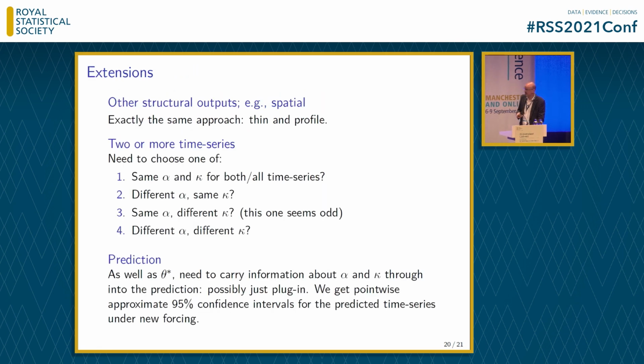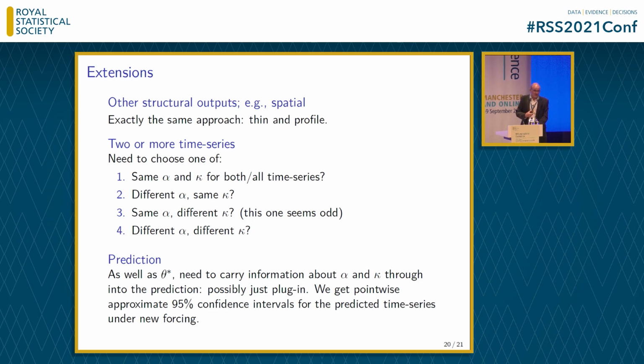So I have some extensions which I'm not really going to talk about. Obviously, this doesn't have to be a time series. It could easily be a spatial problem. For example, you could be dealing with GPS stations over North America, and then you have the interesting question about whether to thin them or whether to aggregate them. I think that's an interesting question that we might talk about in the Q&A. But you can do that.